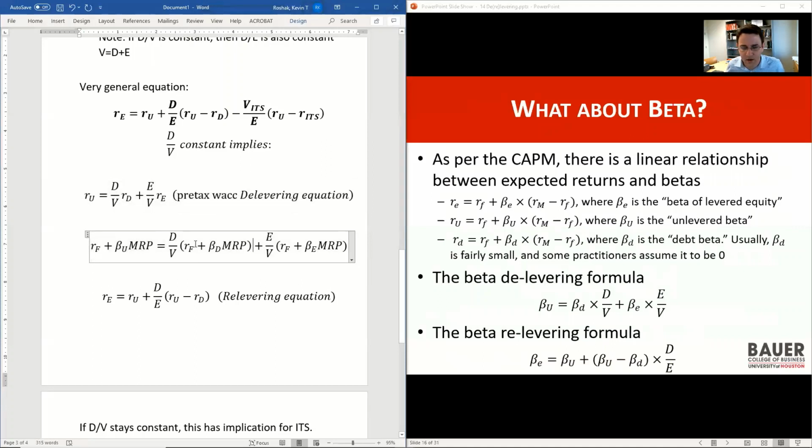And what you'll see is that all these risk-free rates cancel out. We have a risk-free rate on the left-hand side here. We've got D over V times the risk-free rate here, and we have E over V times the risk-free rate here. So if you add up D over V times the risk-free rate plus E over V times the risk-free rate, you're left with the risk-free rate. D plus E is equal to V, so you're left with D plus E over V, which is just 1 times the risk-free rate. So these things are all going to cancel out. All these risk-free rates, we can just kind of drop them from our equation.